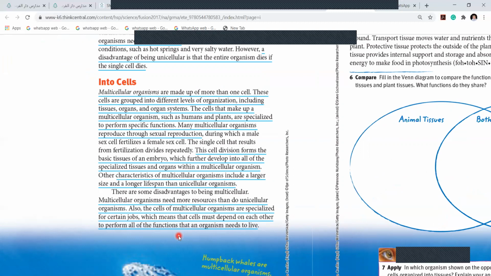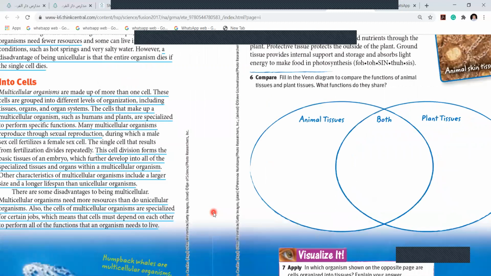Now, Watin, when I say compare the lifespan of multi and uni, what do you think? Who lives more, multicellular or unicellular? The multicellular, because unicellular, once it dies, everyone will die. Also, the cells of multicellular organisms are special for certain jobs. You remember how mitochondria has its own job, chromosomes have their own job, every part of the cell has its own job.